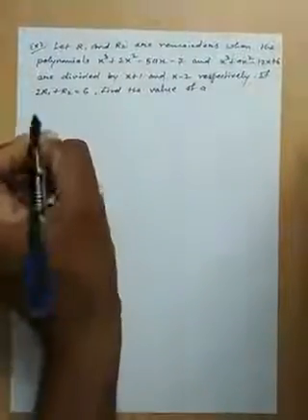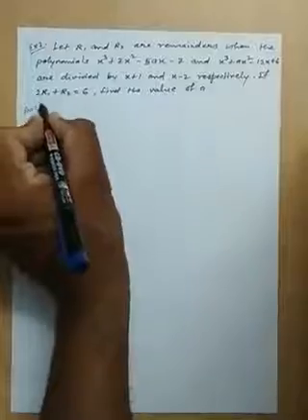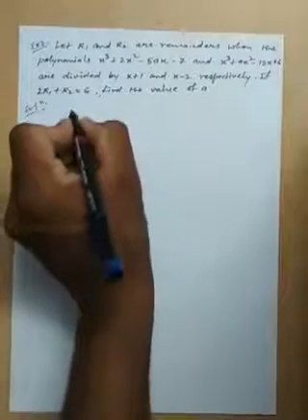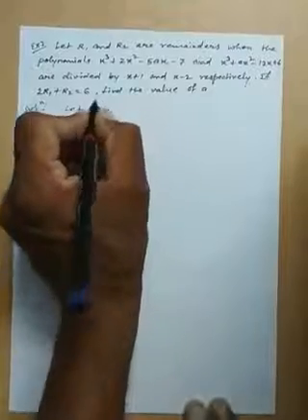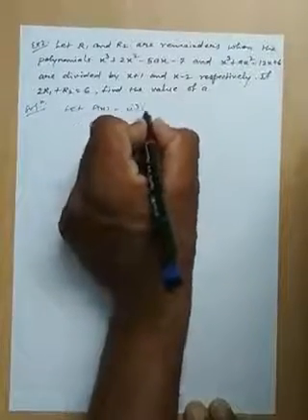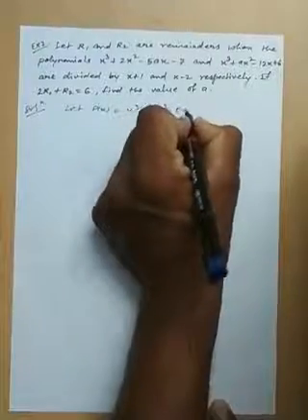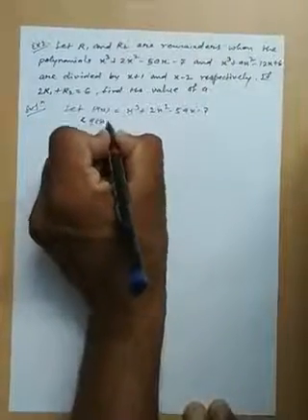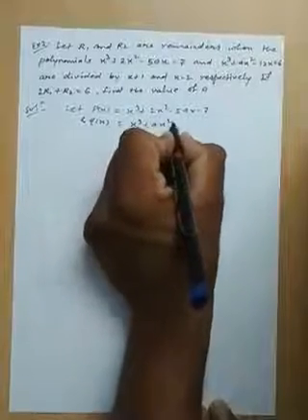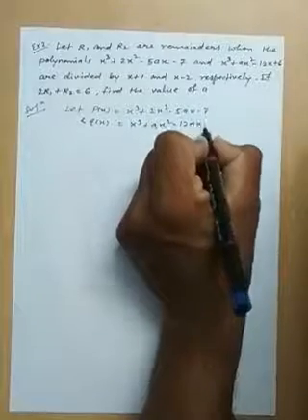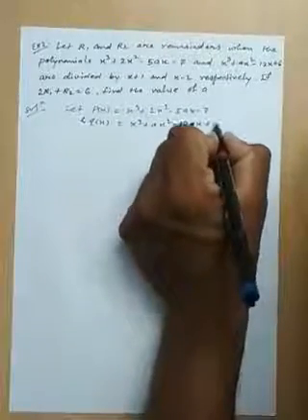So should we start the solution? First of all, assume the two polynomials. Let Px equal to x cube plus 2x square minus 5ax minus 7 and Qx equal to x cube plus ax square minus 12x plus 6.